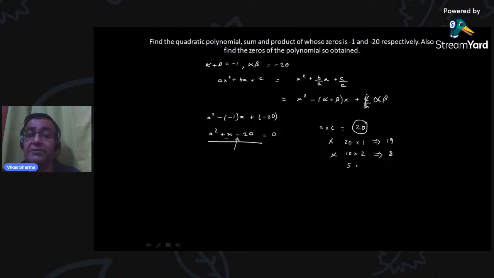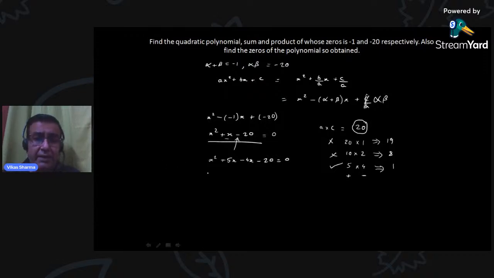We can have it as 5 times 4, which is also 20. And the difference between the two is 1, which is what we are looking for. So again, it is a positive x. So that means the bigger number has to be positive and the smaller one negative. So let's do the middle term splitting. X square plus 5x minus 4x minus 20 is equal to 0.